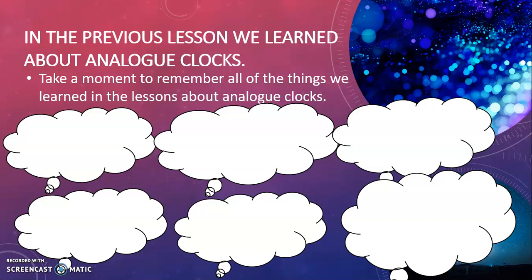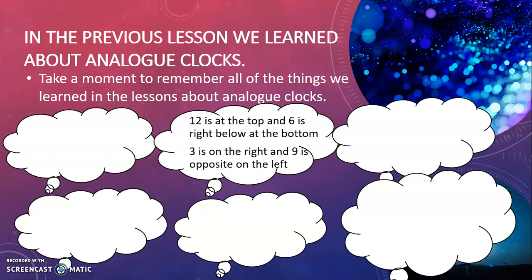We learned that 12 is at the top of the clock face and 6 is right below at the bottom. We also learned that 3 is on the right hand side and 9 is opposite on the left. We learned that the small hand is the hour hand and it takes 12 hours to do one full rotation of the clock face.